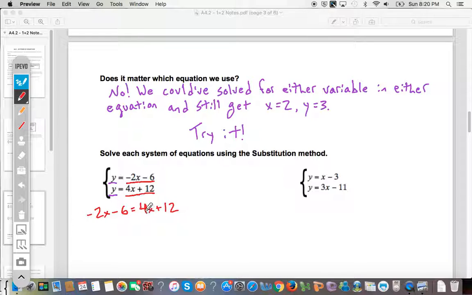Okay, so let's do some math. I'll subtract the 4x over here. So I have negative 6x minus 6 equals 12. Okay, to get this expression by itself, I'll add 6 over to this side. So I have negative 6x equals 12 plus 6, which is 18. So x equals negative 3.